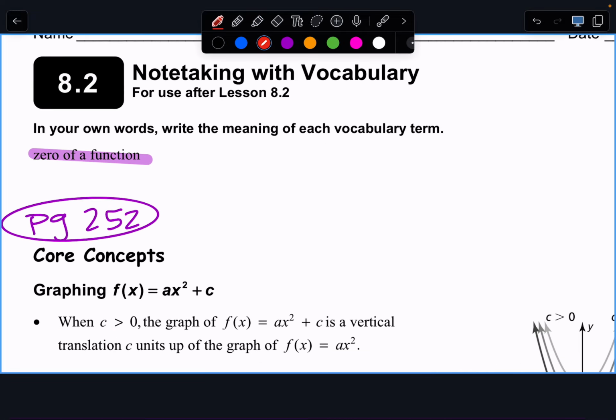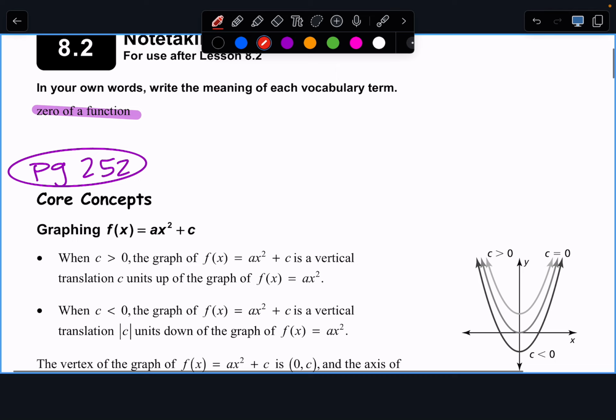Okay? The zero of a function is when we set y equal to 0. And I want us to think about what that means on the graph. Where are we on the graph when y is 0? The origin. Not just the origin, anywhere on the x-axis.